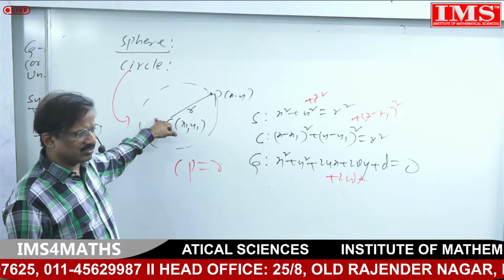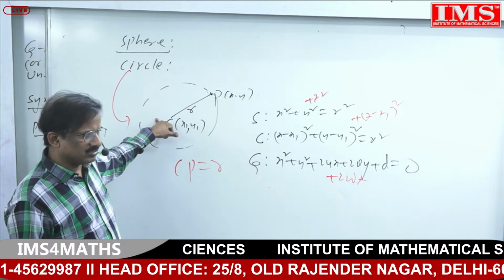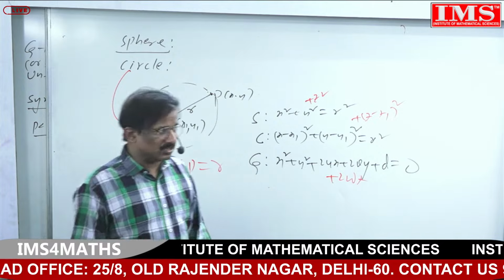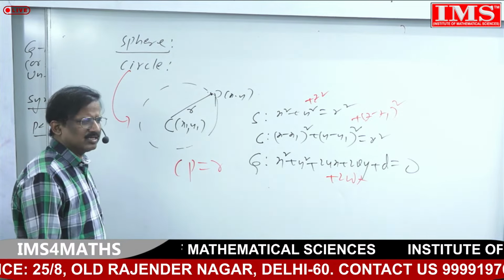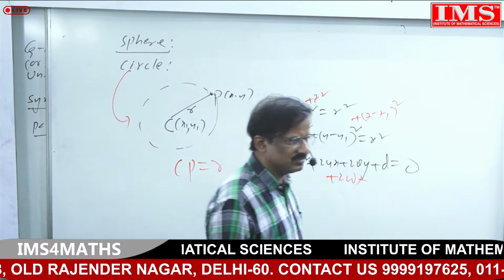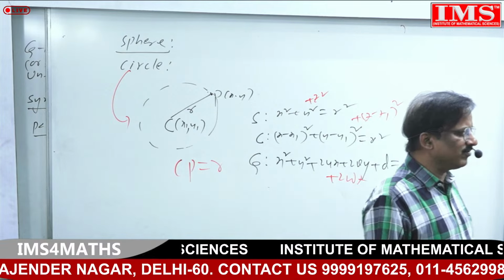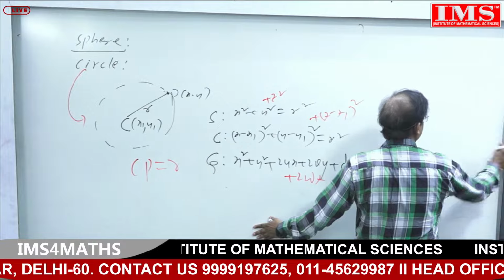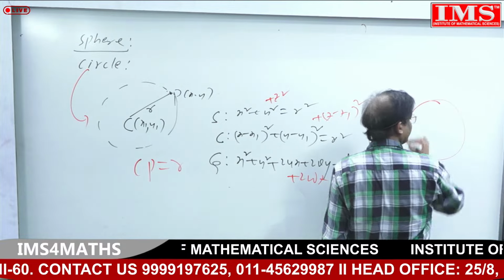But how many chords can you find here? Infinitely many chords. Okay. That's the point. In the case of the circle, you find a tangent line. But in the case of the sphere, you can find a tangent plane.